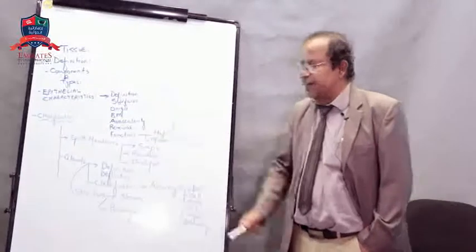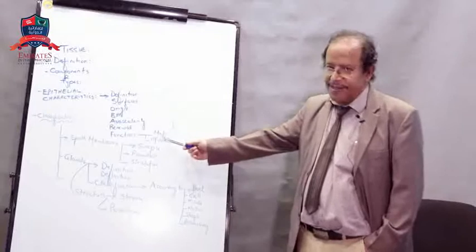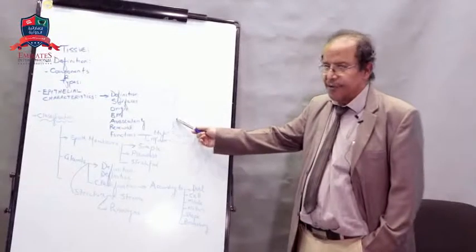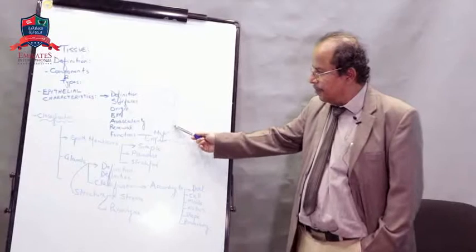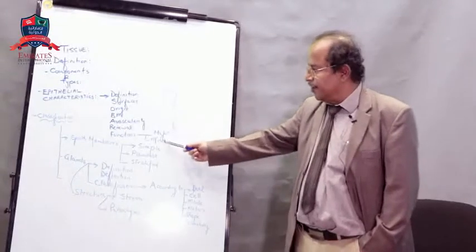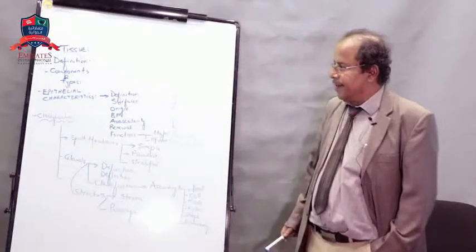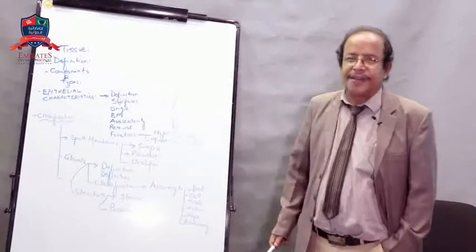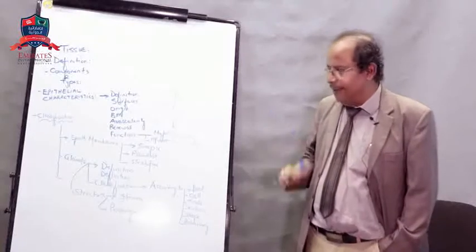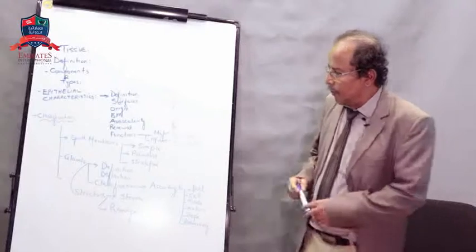And the functions are two: one of them is major and the other one is minor. The major functions are what? Protection, absorption, and secretion. And the minor functions are what? Sensory and contractile. Now, how do we classify the epithelium? The epithelium is classified into four.